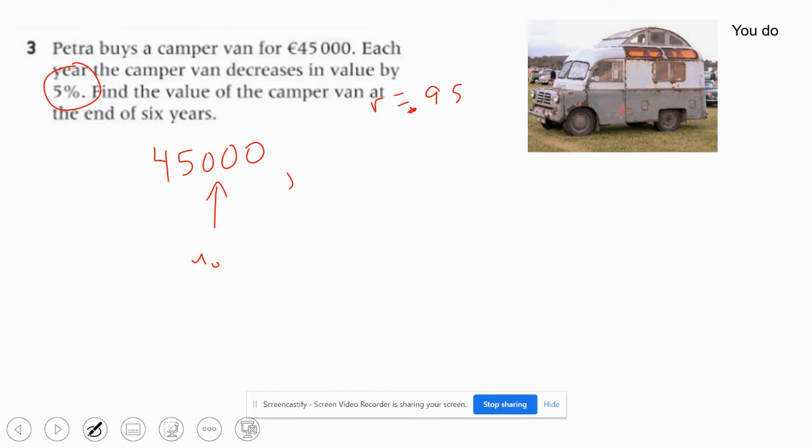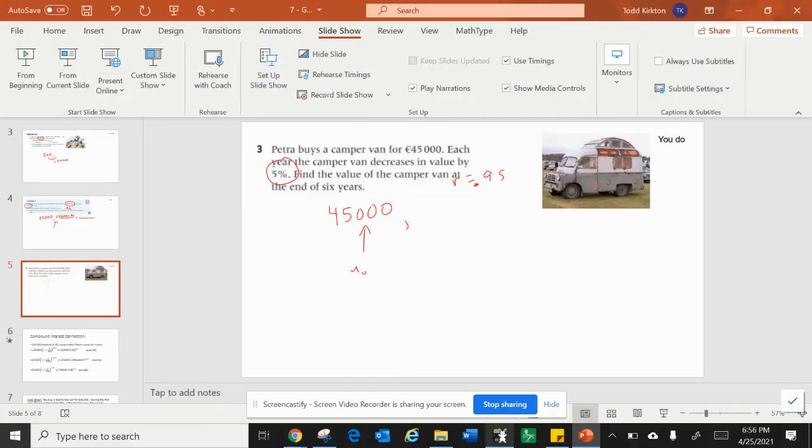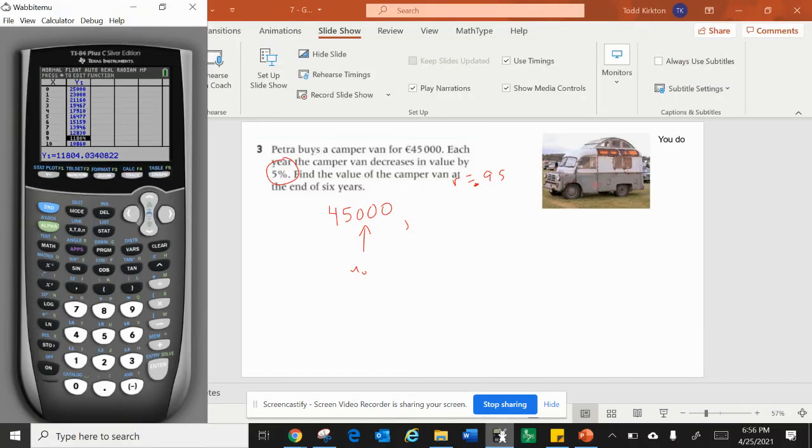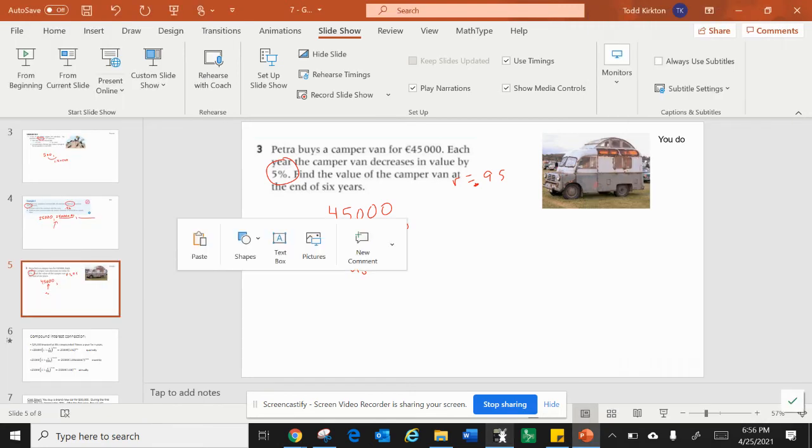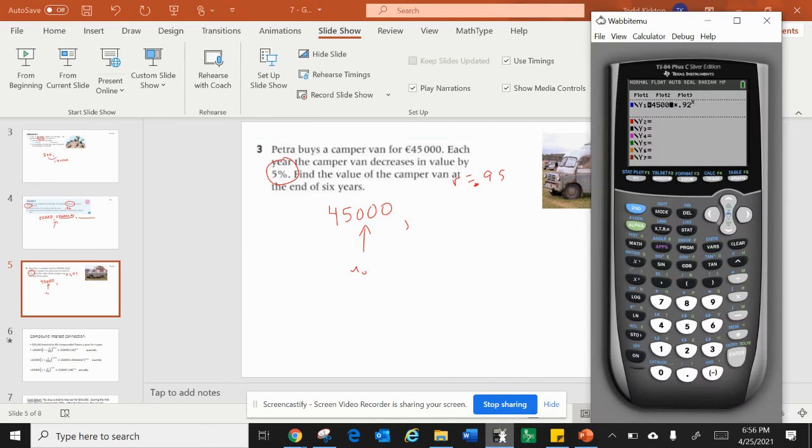So again, going back to your calculator, 45,000, and this time it's 0.95 because it's going down by 5%. So if you go to the table, you just double check to make sure. Yep, 0 is 45,000. So you can see after 5 years, it's 34,820.